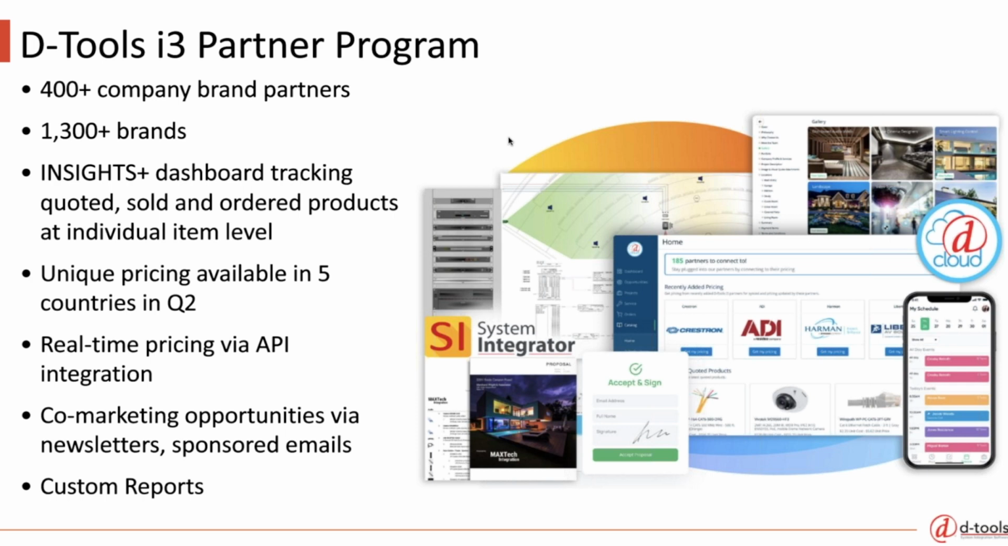All right. So not only has the software really got some momentum, but so does the i3 Partner Program. We're growing by leaps and bounds. We've got now more than 400 brand partners who represent over 1,300 brands with their products in the DTools product library with the dealer level pricing, all designed to make it easier and faster for integrators to build accurate proposals.